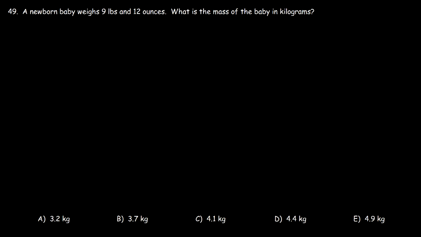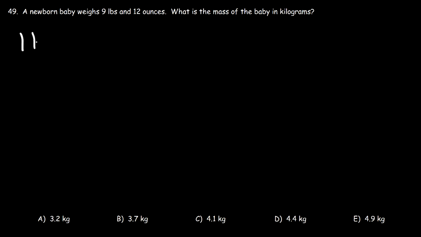A newborn baby weighs 9 pounds and 12 ounces. What is the mass of the baby in kilograms? So what do you think we need to do here in order to convert pounds and ounces into kilograms? The first thing we need to do is write out the conversion factors. We should start with that.